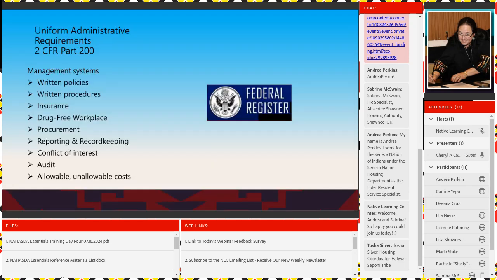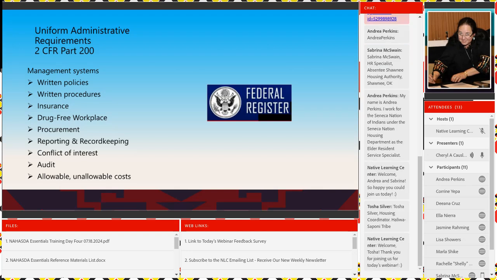So again, it governs your management systems over your written policies, written procedures, your insurance requirements, okay? Drug-free workplace, procurement, reporting, and record keeping, your conflict of interest in the administration of contracts, audit, and your allowable and unallowable cost.